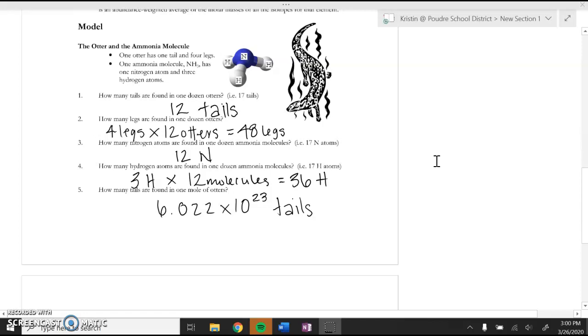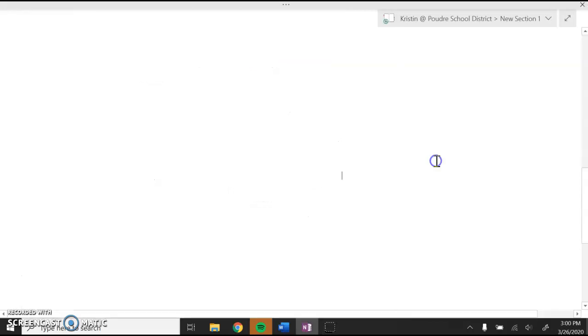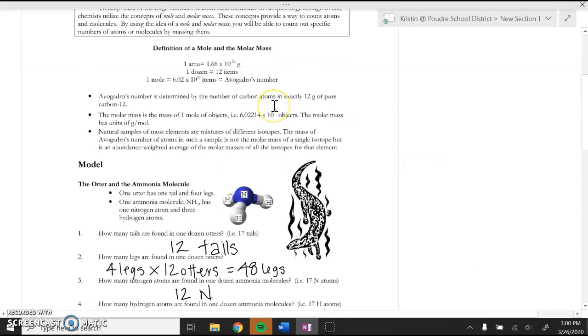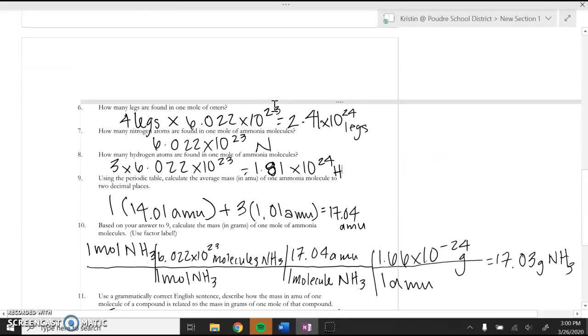Then it's asking us how many tails. Oh dear, what did I just do? That was weird.